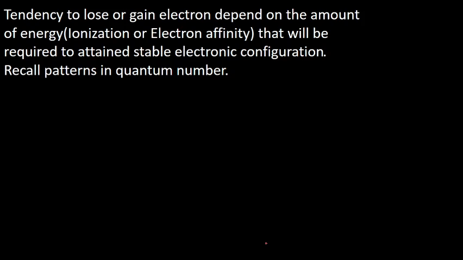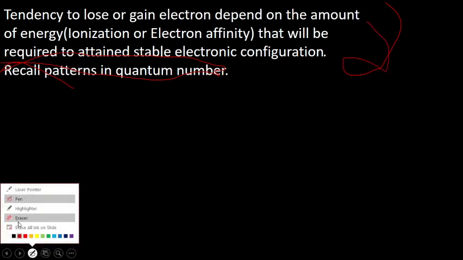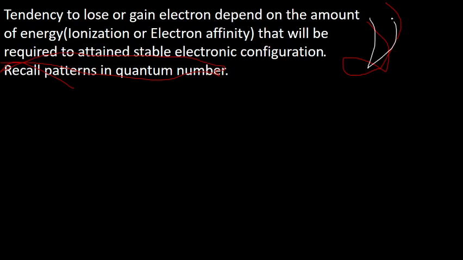Recall patterns in quantum number. Now, I want to show you something. Let us remove this one first and focus on this. You know that in the periodic table, some elements have been predicted to be metal or non-metal. Metal has the ability to lose electrons. Non-metal has the ability to gain electrons. But the tendency to lose electrons or gain them, how are you going to know? I will show you here.